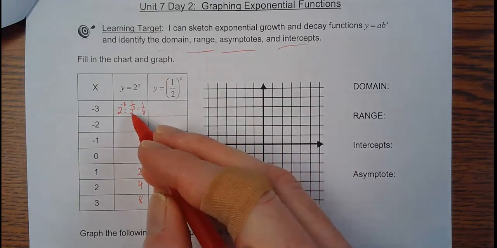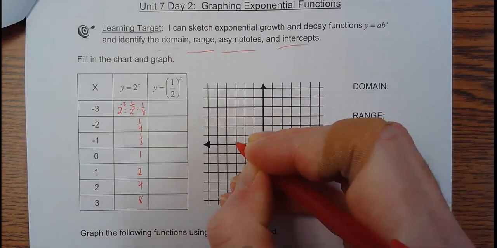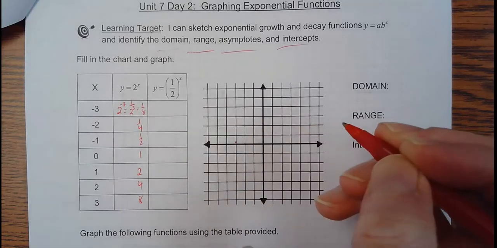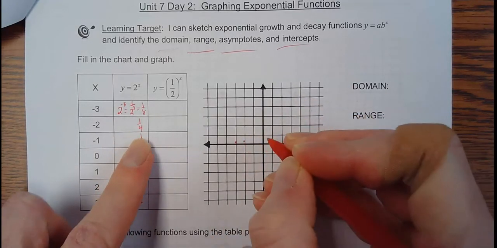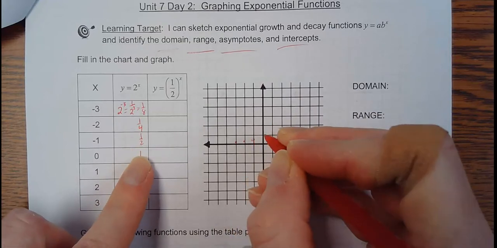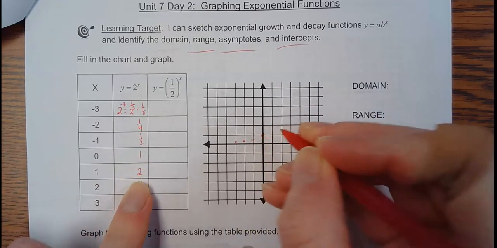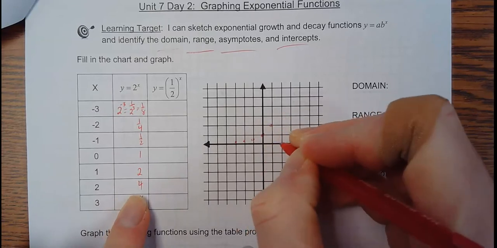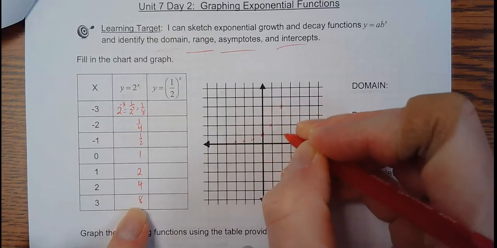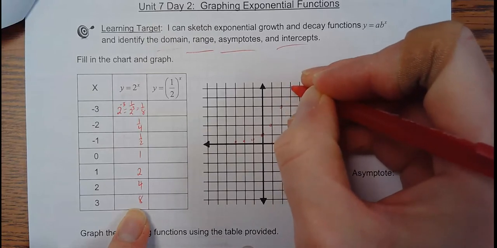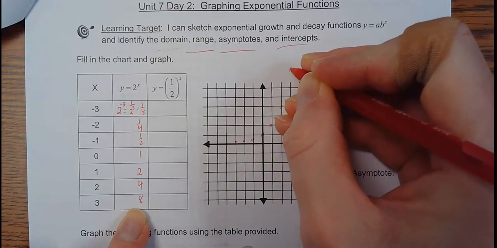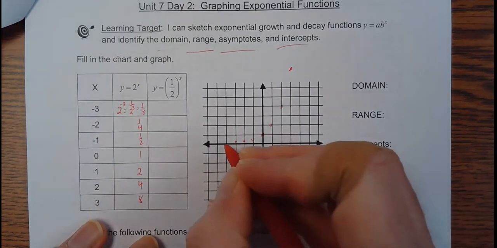So go ahead and plot these points. At -3, I'm at 1/8, so I'm barely off the x-axis. At -2, I'm at 1/4, and not too far above. At -1, I'm at 1/2. At 0, I'm at 1, and then at 1, it's 2, and at 2, it's 4, and at 3, it'd be pretty much off the chart here. I'm going to estimate and put it somewhere over there. So it looks something like this.